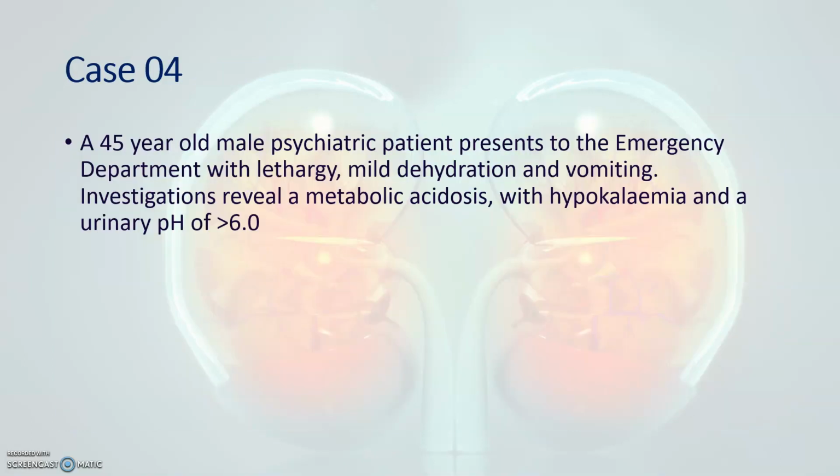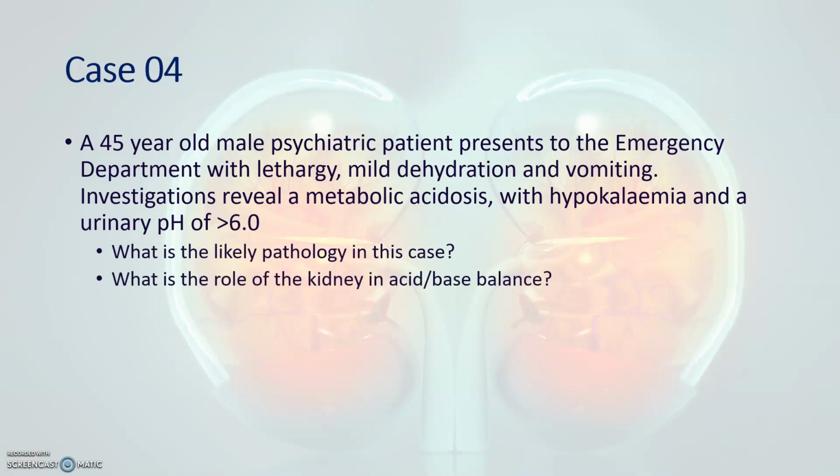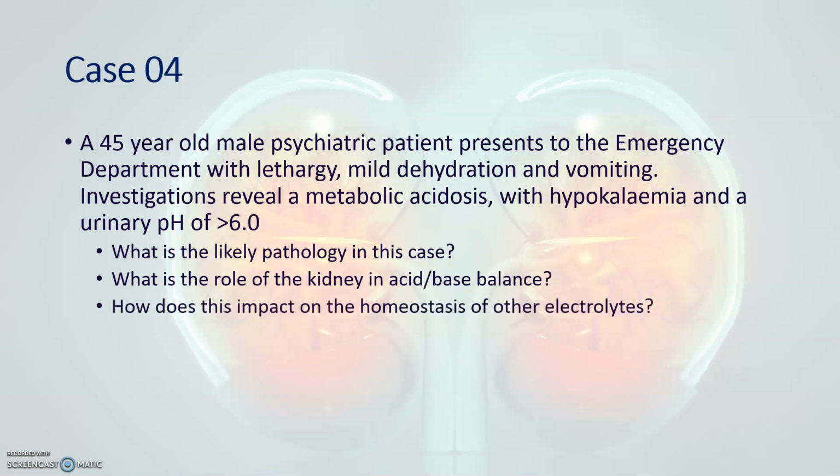Okay, so here's a 45-year-old male psychiatric patient who presents with lethargy, mild dehydration and vomiting. He has a metabolic acidosis with hypokalemia and a urinary pH of more than 6. We're going to think about the pathology here, the role of the kidney in acid-base balance, and what the impact of acid-base homeostasis might be on other electrolytes.